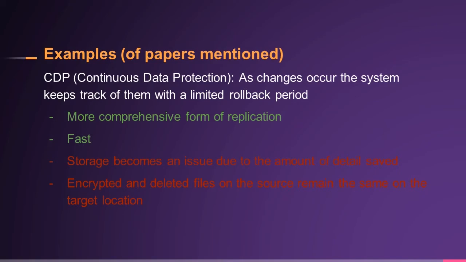What this encapsulates is, as changes occur, the system keeps track of them with a limited rollback period. We decided to use a portion of this method in our solution because it is fast and is a more comprehensive form of replication, but also storage becomes an issue due to the amount of details saved, and encrypted and deleted files on the source remain the same on the target location. So it takes more of a snapshot instead of a backup, but the part that we decided to implement in our solution was the fact that the system keeps track of individual files as changes occur.